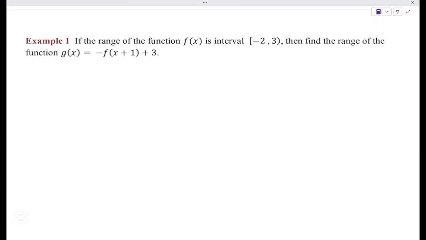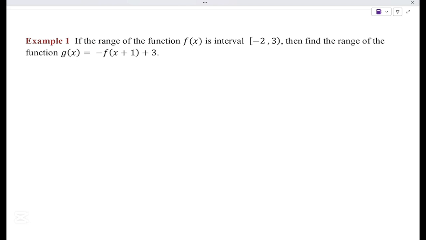Let us explore another type of problem in graphing transformation in this example. If the range of the function f is the interval -2 to 3, including -2 but not including 3, then find the range of the function g, which is equal to negative of f of x plus 1, plus 3.